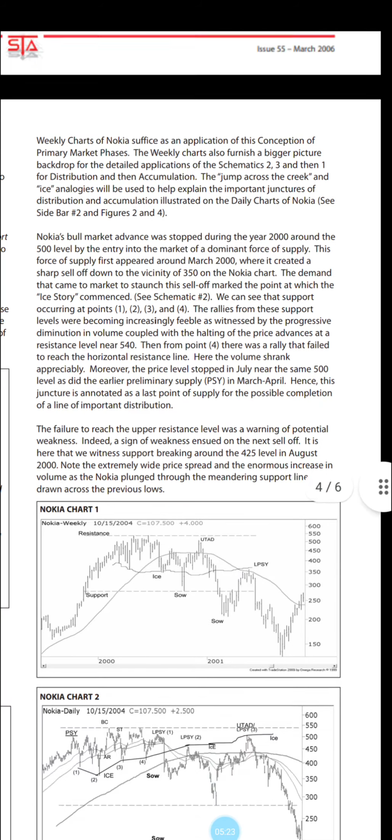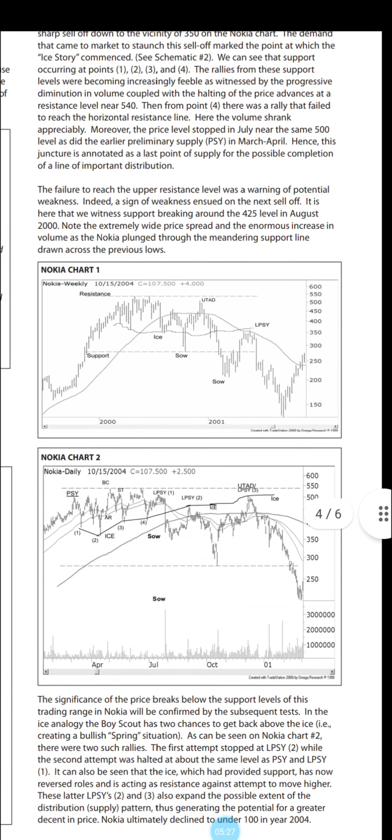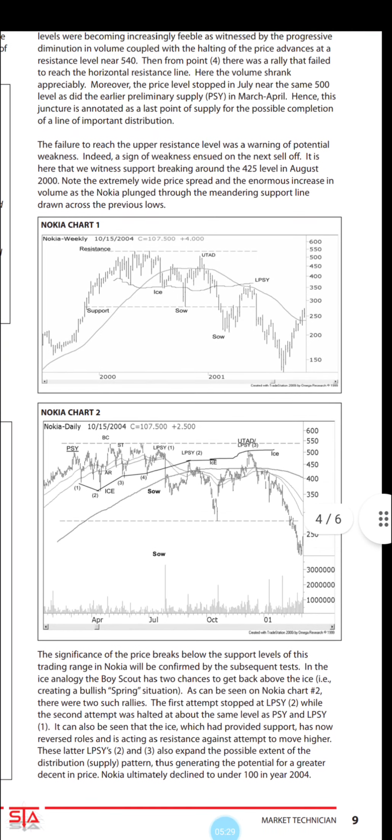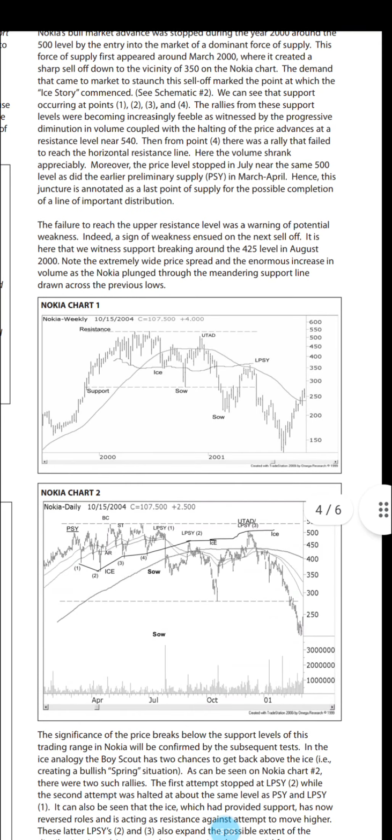See sidebar number 2, figures 2 and 4. So Nokia 2, figures 2 and 4. So we're not going to go down to 4. But we can see the Nokia chart right here, number 2. The first one showing resistance and support.